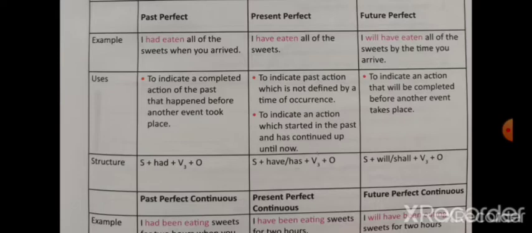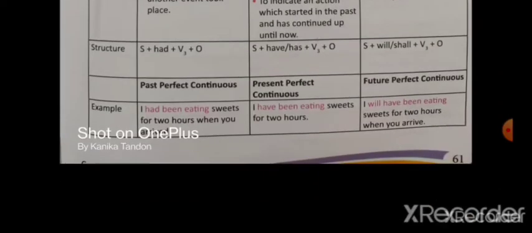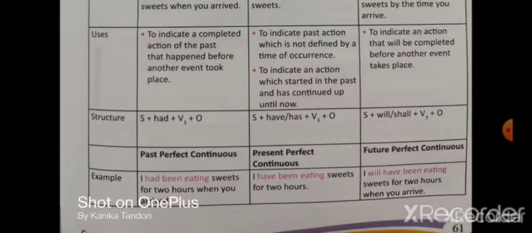Alright, now coming on to the last, which is the perfect continuous tense. With the perfect continuous tense, perfect means it is showing us that the thing has started in the past, and continuous means that it is still going on. So in this type of tenses, we actually see that things have started in the past and they are still going on.